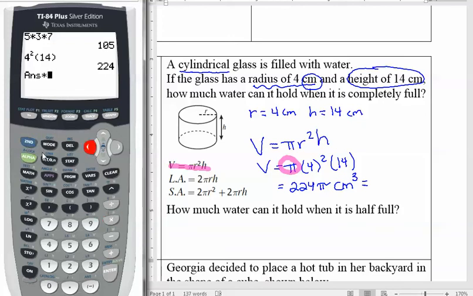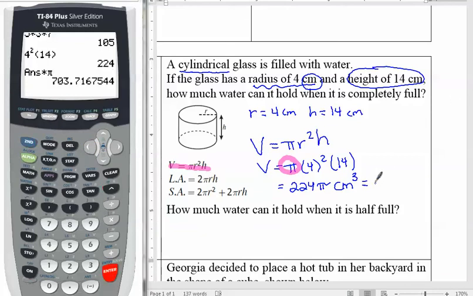Oh, that's not pi. I don't know how I missed it. Pi. And I get 703.72 centimeters cubed. So let's see the second half of this problem. How much water can it hold when it's half full?